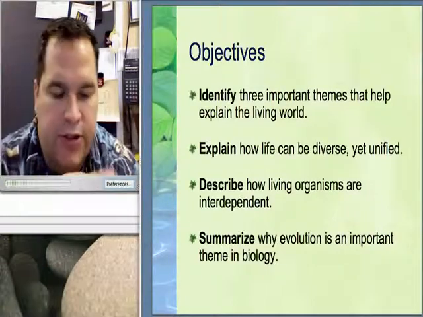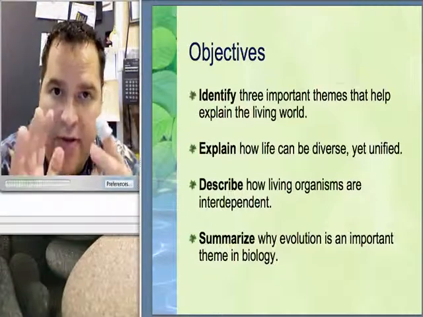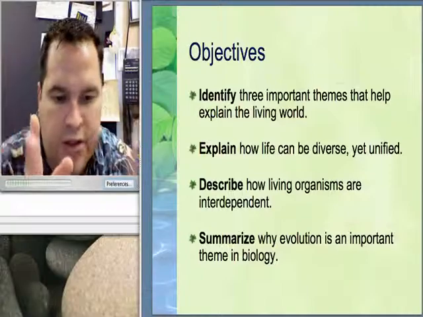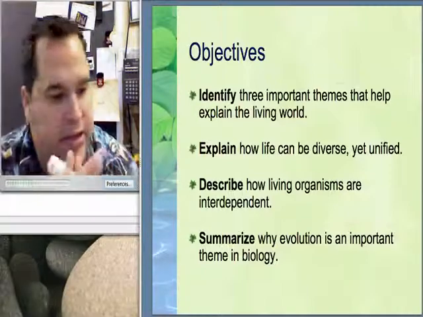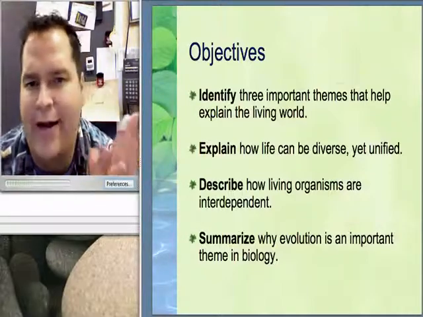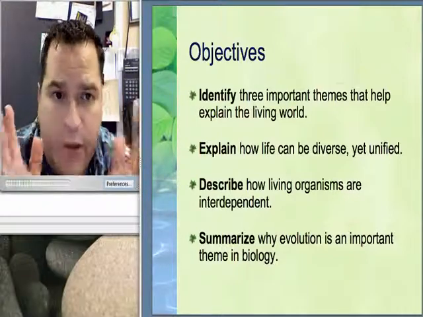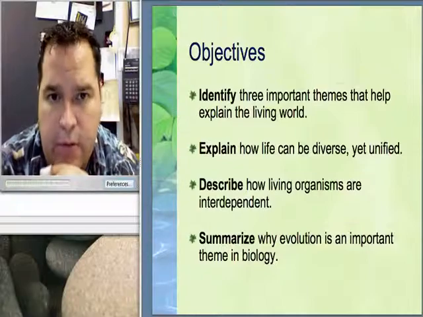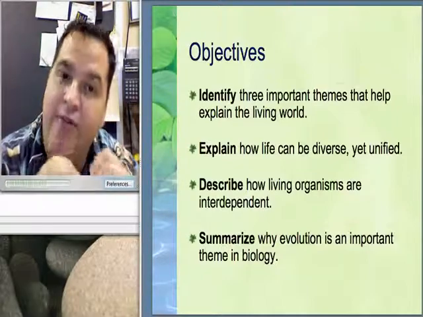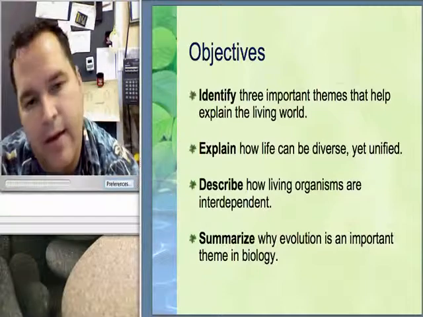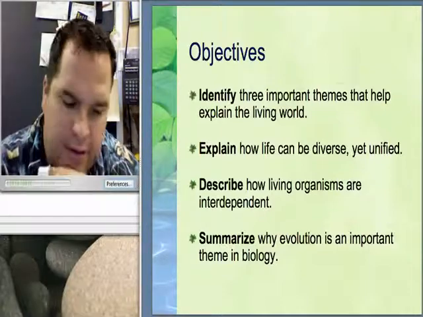How can things be diverse yet be unified? Well, remember, the 7 characteristics of life are true for all living things. So it doesn't matter whether you're a piece of algae, a single-celled paramecium, or a complex lion or a gorilla. It doesn't matter. You have the same 7 things in common with life. But after that, that's when we start to get different, and that's how we start to classify things.